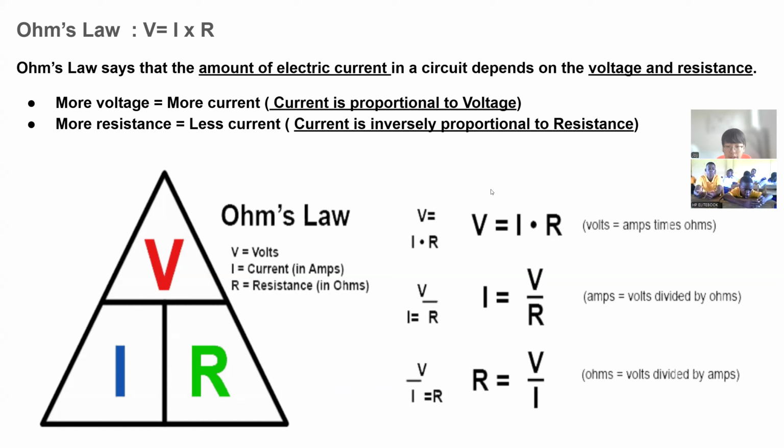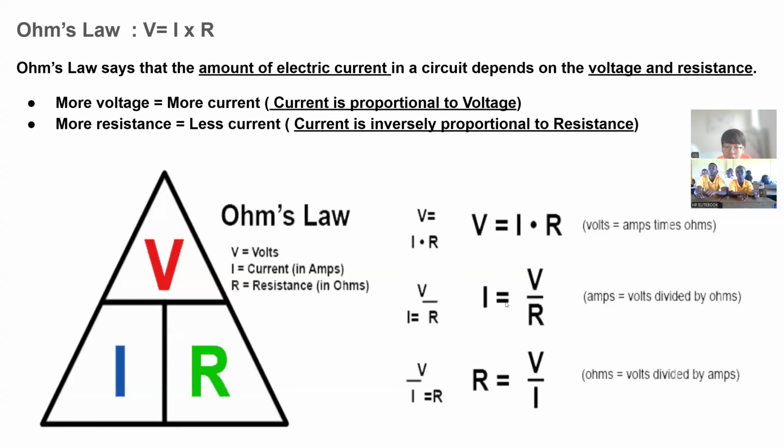What this means is that you see from here, the bottom right, V equals I times R. But if you divide the resistance on both sides, you get I equals V over R. This tells us that the current, which is I, is proportional to V. So more voltage equals more current.